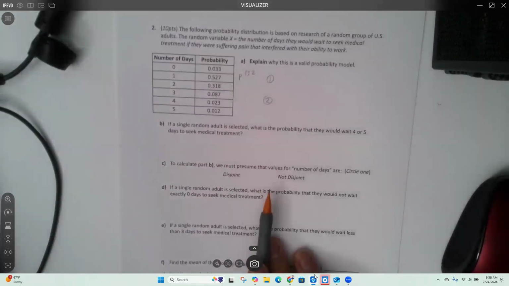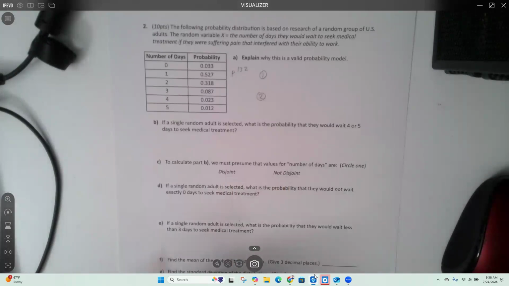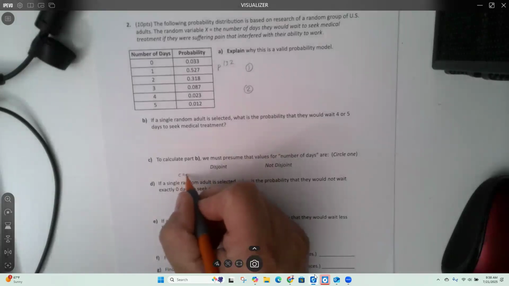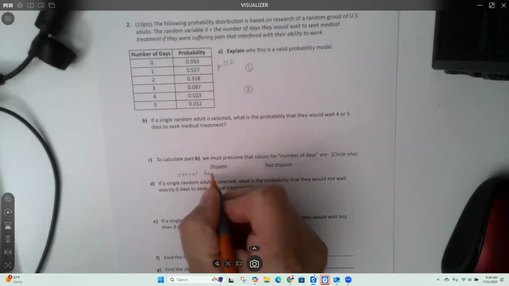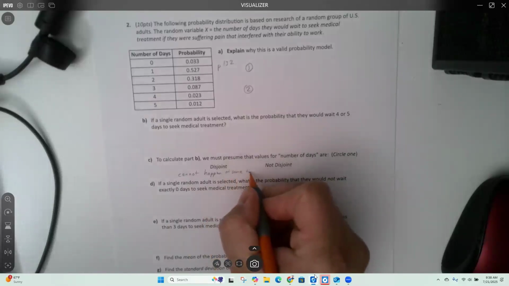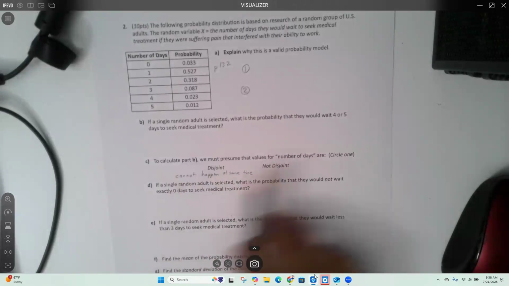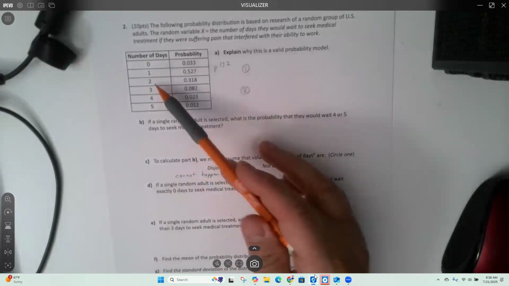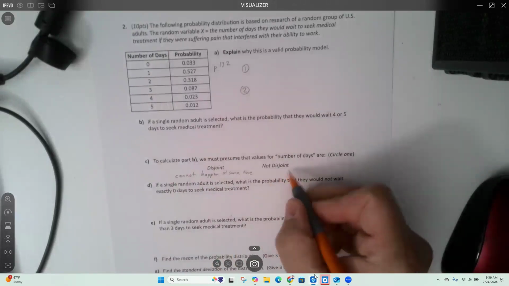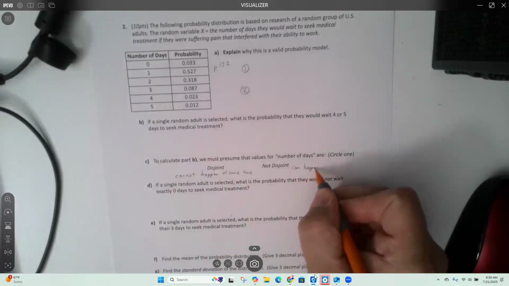All right. That's no problem. We haven't talked about disjoint and not disjoint in a while. Disjoint means they cannot both happen at the same time. So, to calculate part B, we must assume that the values for number of days are what? Can 1 day and 2 days both happen at the same time? So you have to think about that. Not disjoint means they can happen at the same time.